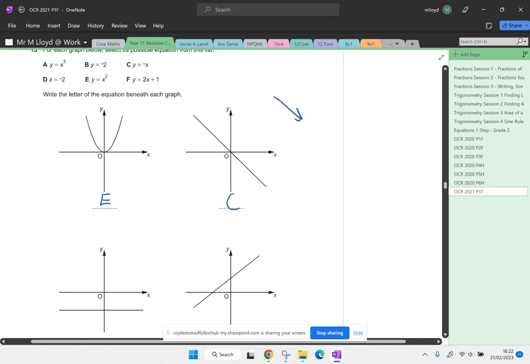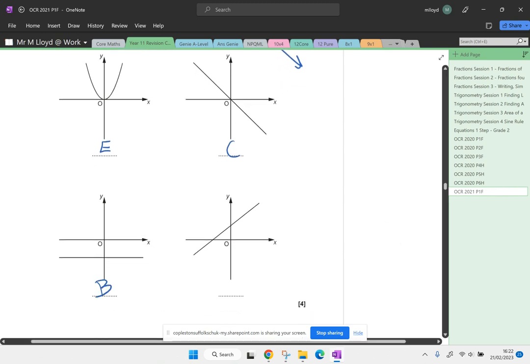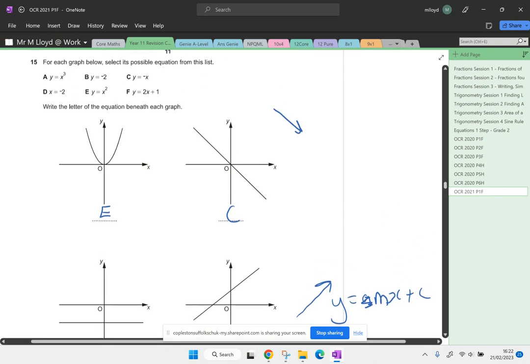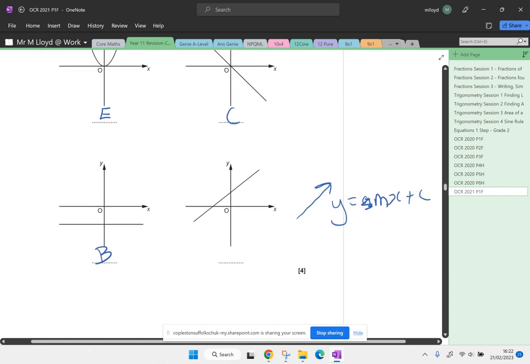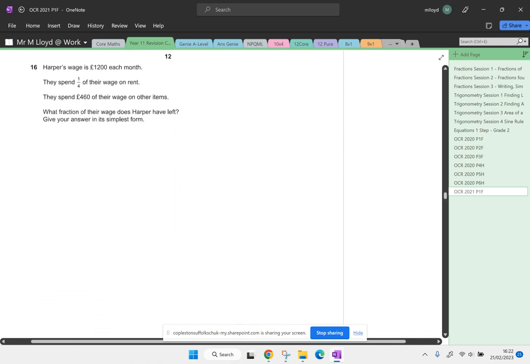For the next one, we've got a straight line underneath that x. That means that it's y equals, and we'll go with y equals negative 2. So that's b. And finally, we've got a positive gradient. So we're expecting y equals something x, and then plus c, so it's going to be a positive number as well. So let's have a look. Yeah, we've got f there as y equals 2x plus 1. So we'll put f in. And that's 4 lovely marks. Excellent. Happy with that.